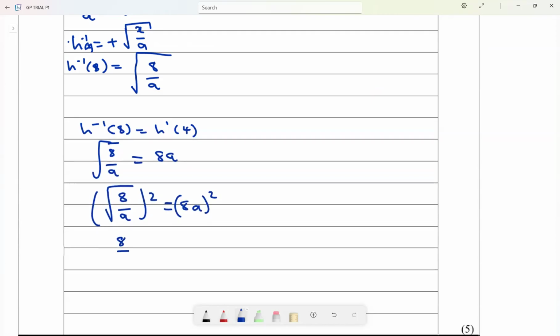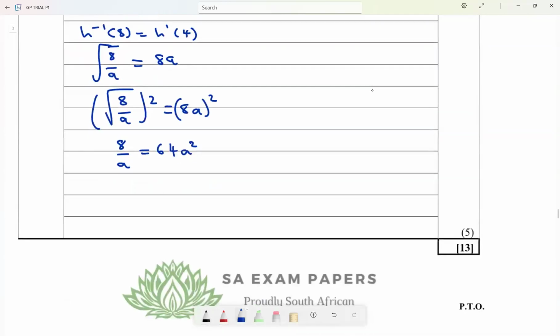When I do that, I have 8 divided by a equal to 8 squared, which is 64a squared. So 64a squared, and then multiplied by a gives 64a cubed. And then I'm going to divide by 64 on both sides, and we have a cubed is going to be equal to 8 divided by 64, which is 1 divided by 8. And when you cube root both sides, you'll get that a is equal to 1 divided by 2.